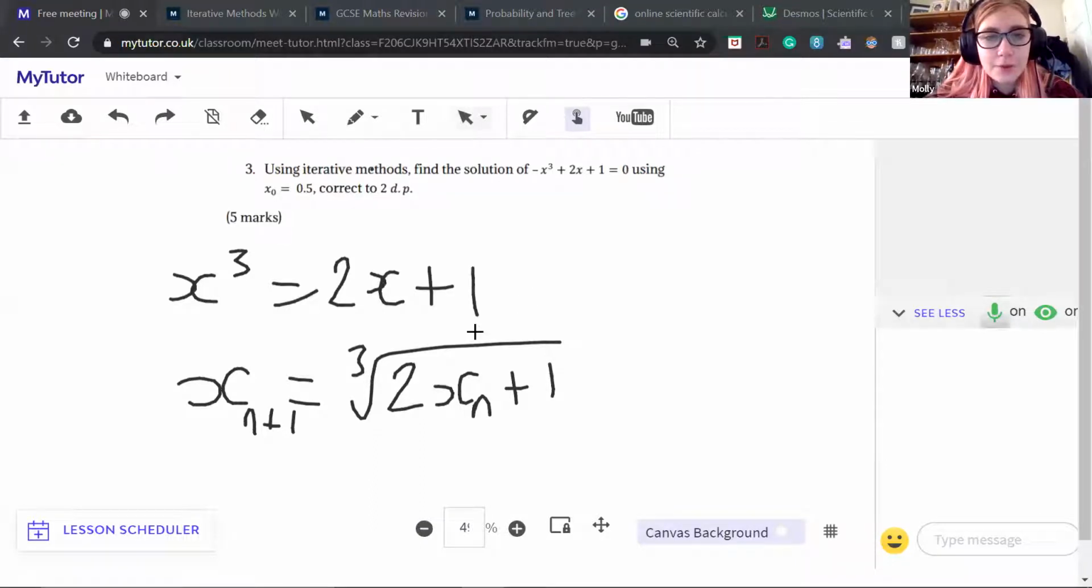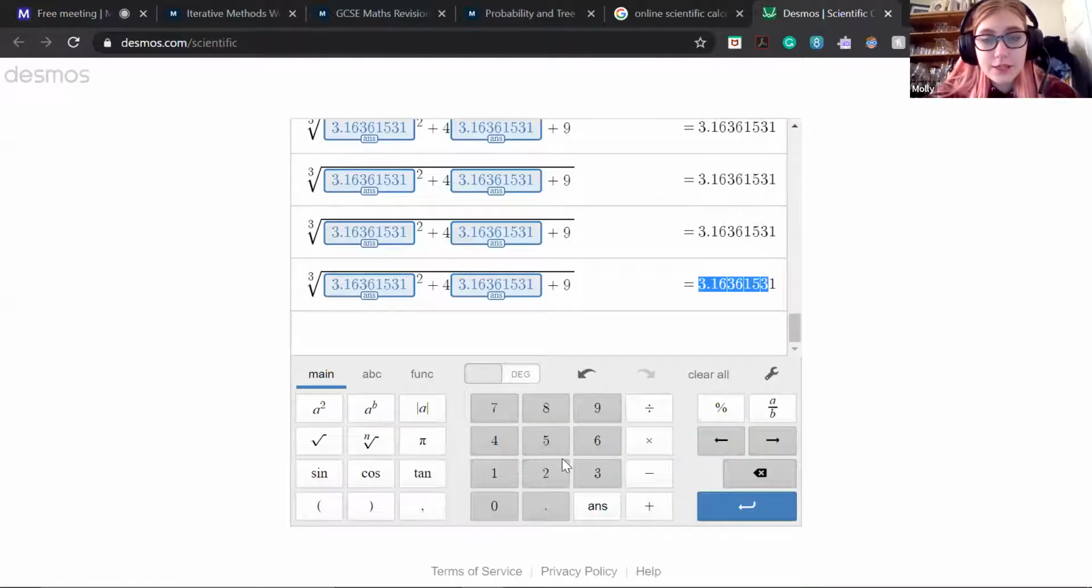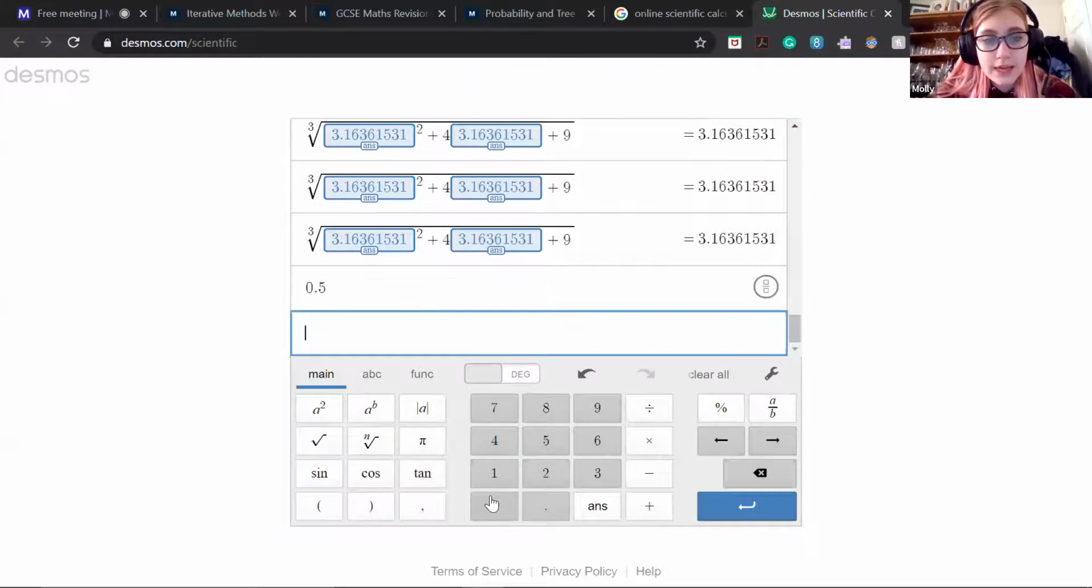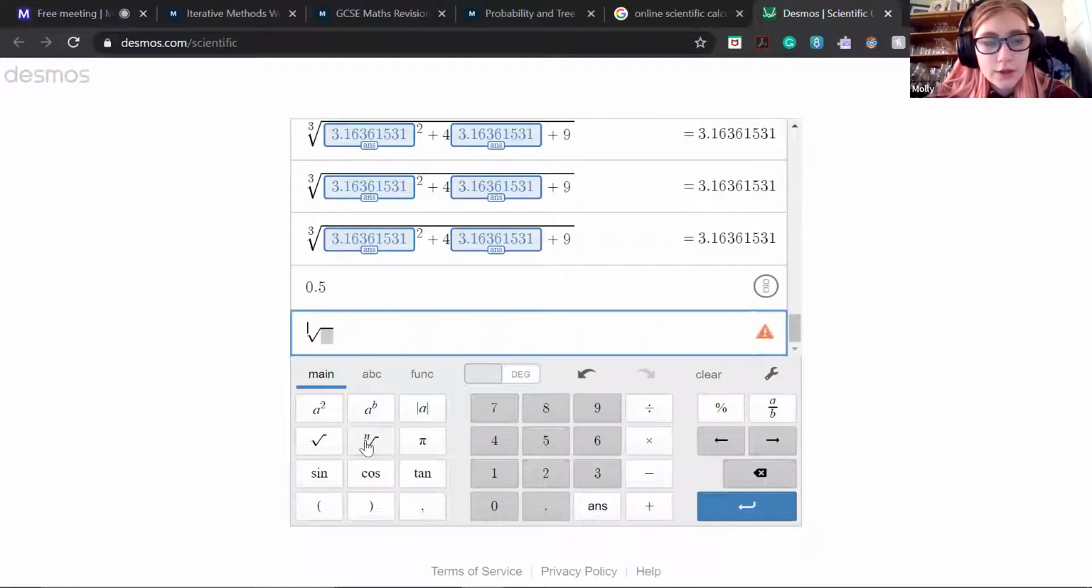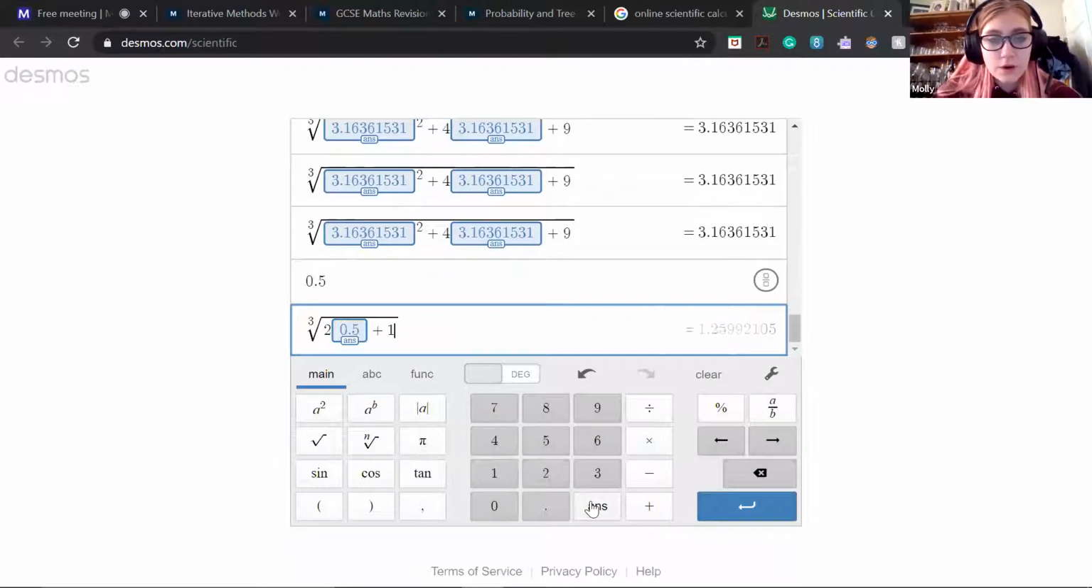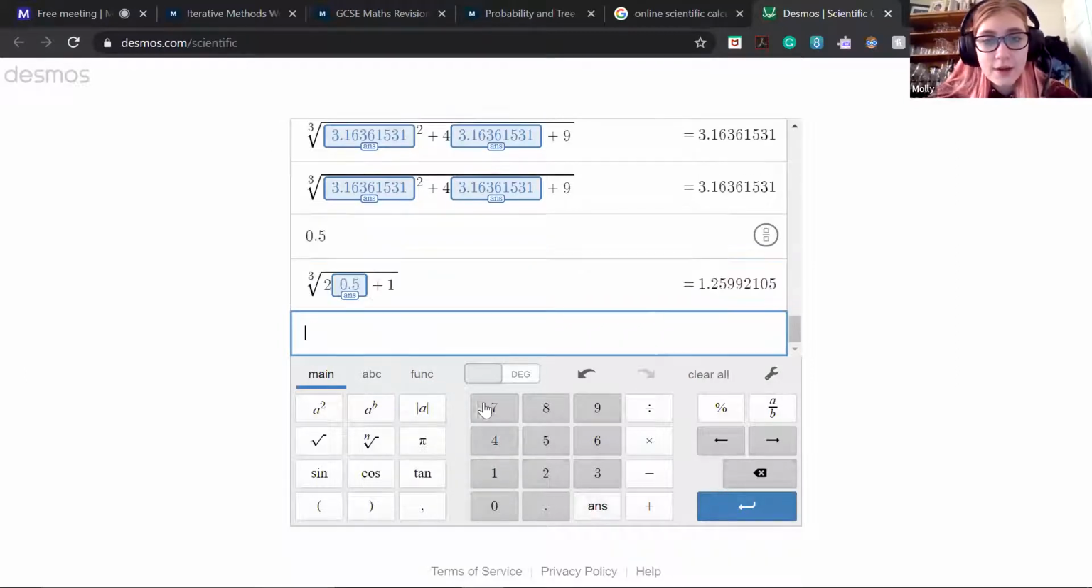So let's have a go at this one. All we've done is this really simple rearranging, just making it x equals something. Then we want to start with 0.5, and it's got to be correct to 2 decimal places. So now we do 0.5 equals, so now that's stored as answer in our calculator. And that's why we do that at the beginning. And then we put in this, the cube root of 2x plus 1. So the cube root of 2 times that answer plus 1. Hit enter. There we go.